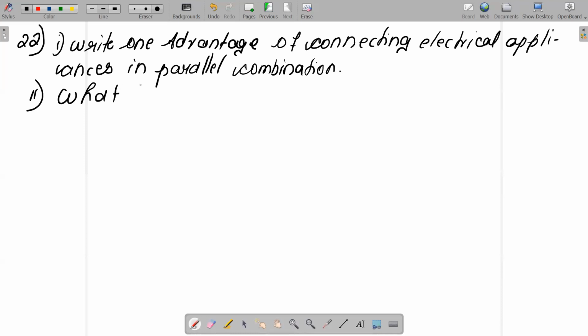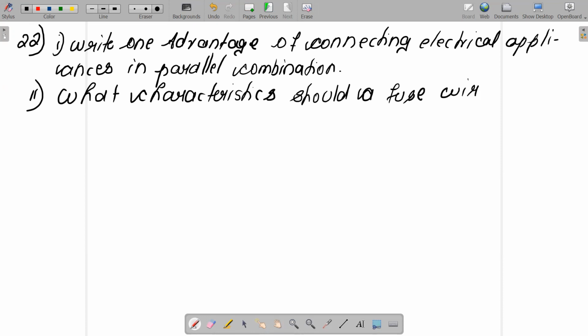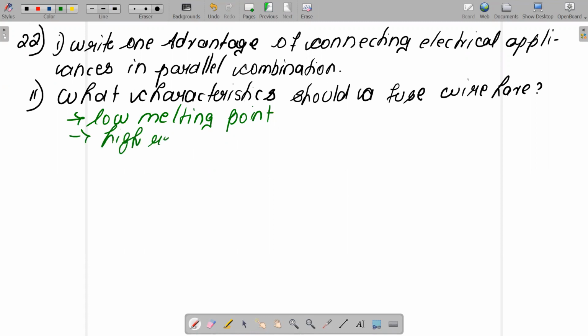Now the second question, which I'm expecting for tomorrow's exam: what characteristics should a fuse wire have? Low melting point and high resistivity. Low melting point and high resistivity. Is it okay?